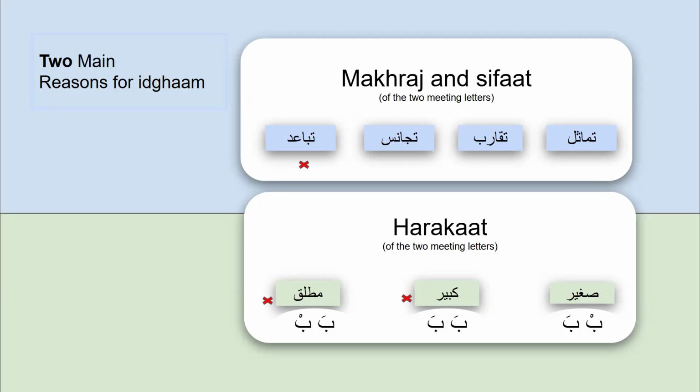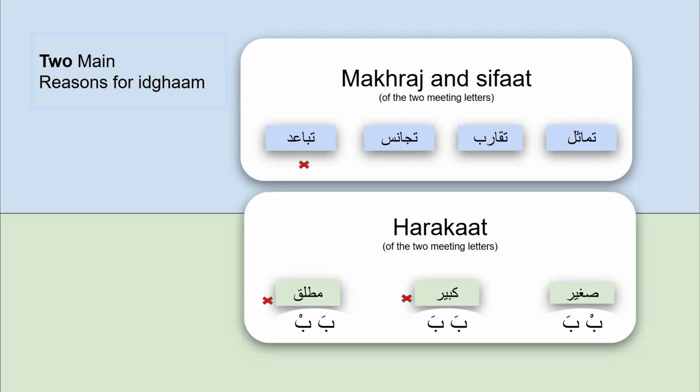The third thing that we look at is whether the two meeting letters are in a tajanus relationship, whether the two letters share the same makhraj but different sifat. We call it tajanus or homogeneous in English. We don't do the idgham when the two letters are in taba'ud relationship, means the two meeting letters are far in makhraj and far in sifat with each other. There is no idgham in such situation. In fact, we do idhar. That's the reason you see a cross is written under it.